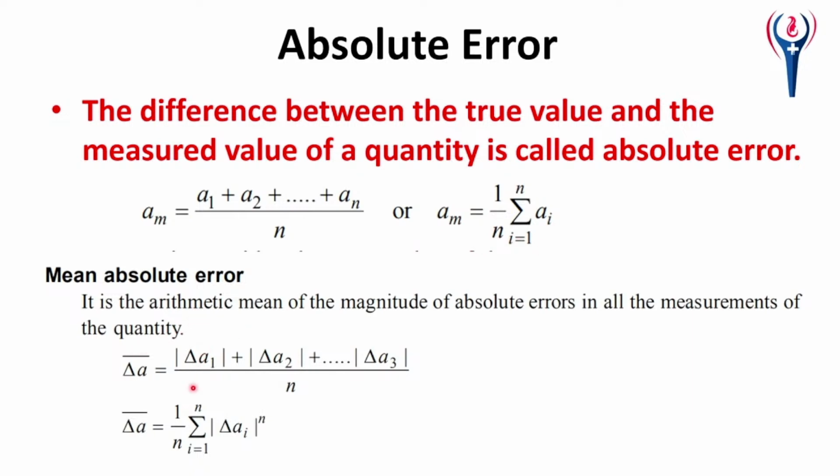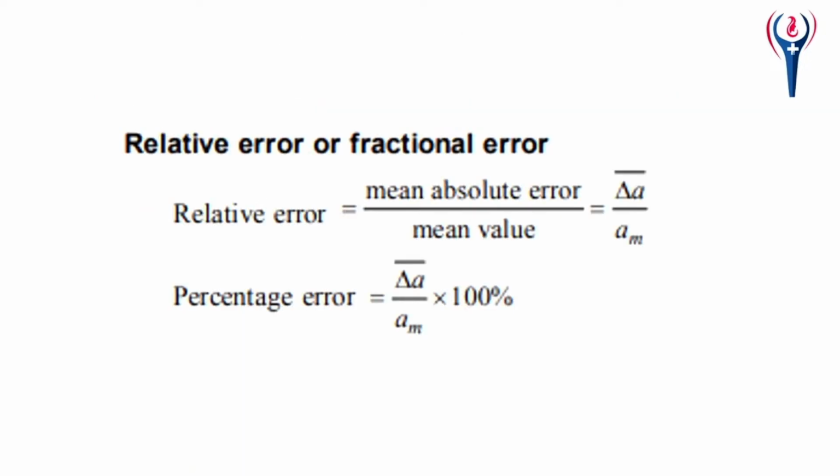And mean observed error is the arithmetic mean of magnitude of observed errors. That is delta A bar equal to delta A1 plus delta A2 plus delta A3, like that. Its summation is like this. Relative error or fractional error. Relative error is nothing but mean observed error by mean value, that is delta A by AM, and percentage error is into 100.